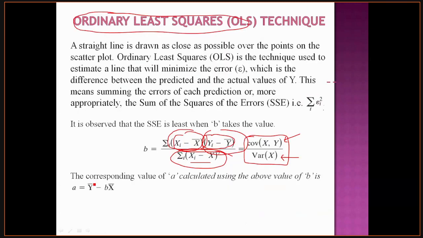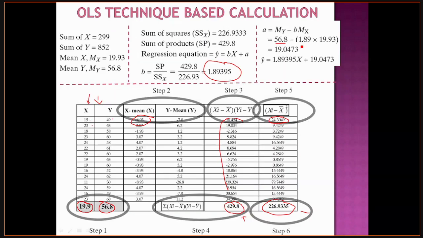Now, how do I calculate A? For A, I can just use y bar, which is the mean of y, minus b into x bar. So I can just use y bar, which is 56.8 minus b, so 1.89 into x bar, 19.93. So that is coming as 19.04.